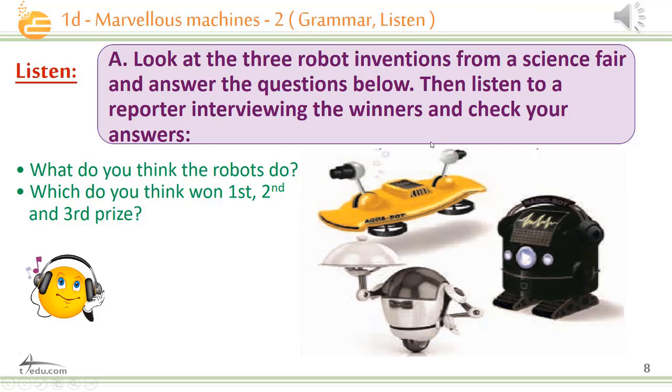So, where is the 3rd prize? Which one won the 3rd prize? Is it this one, the yellow one? We don't know yet what it is. Or this one? Oh, where's the Robo-Butler? Yes, it is this one, the Robo-Butler. Yes, so which place did he win? Very good. He won the third prize. Very good.